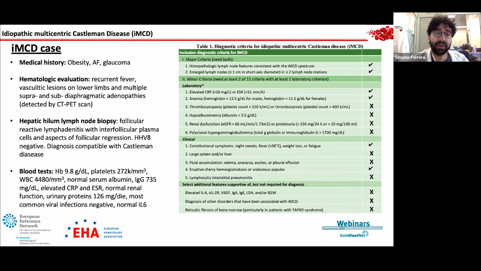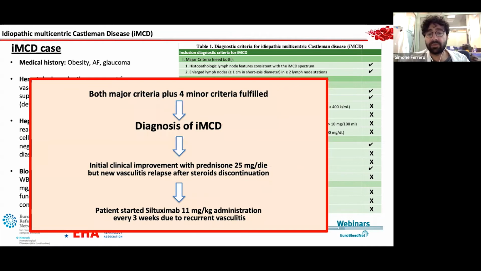So this is again a typical HHV8, HIV negative Castleman disease, so idiopathic multicentric Castleman disease. These are the 2 major criteria. What about the minor criteria? She has anemia, 9.8 of hemoglobin, normal platelets, normal albumin, elevated CRP and ESR, normal renal function, slight proteinuria. Most common viral infections were negative, interleukin-6 was negative. But as you can see on the right, she has both major criteria, 2 minor laboratory criteria, and 2 minor clinical criteria. All the other conditions were excluded, and so she was diagnosed with IMCD.